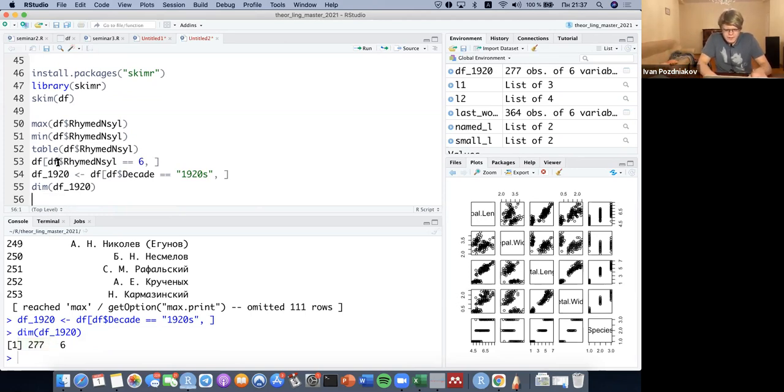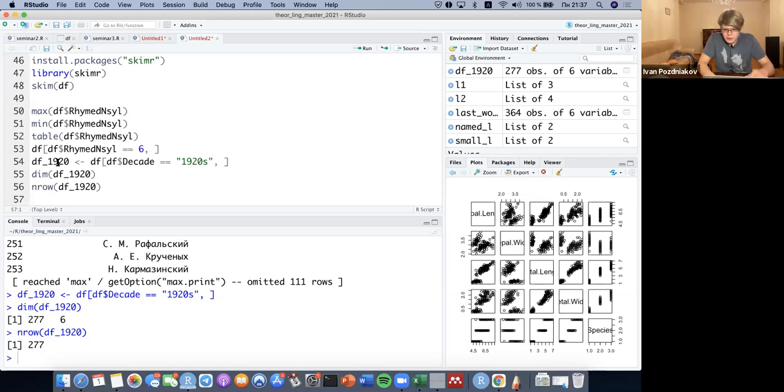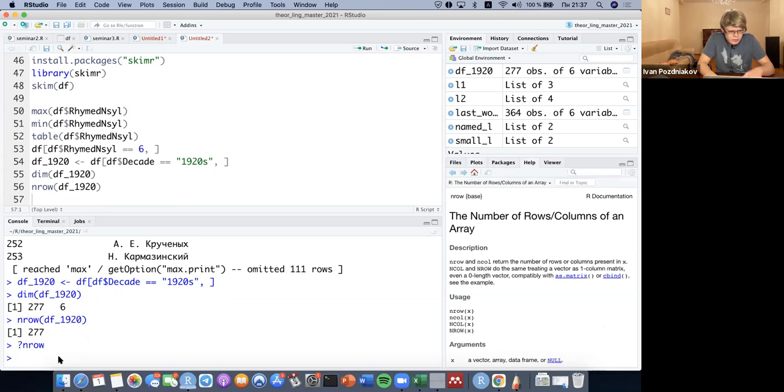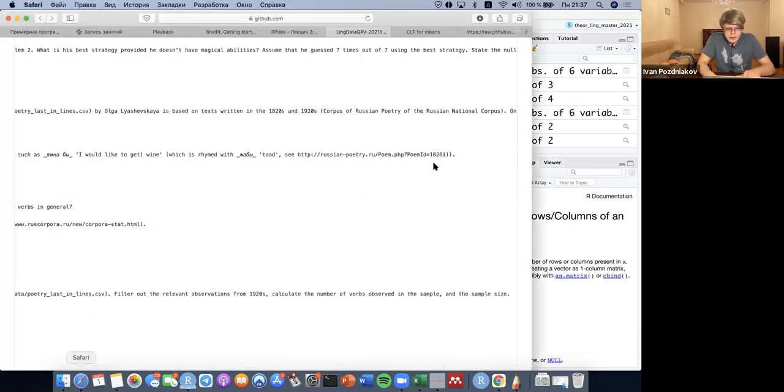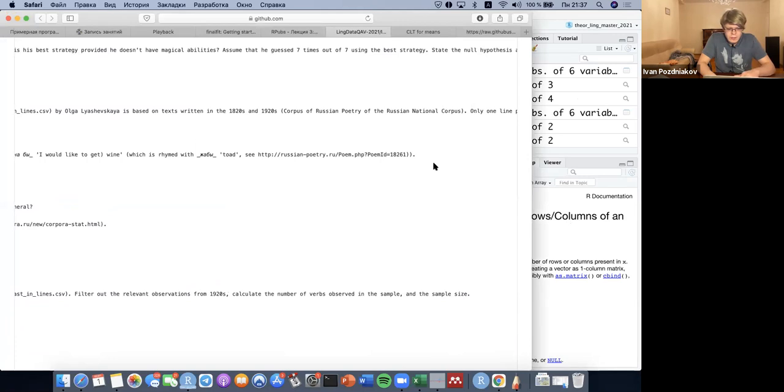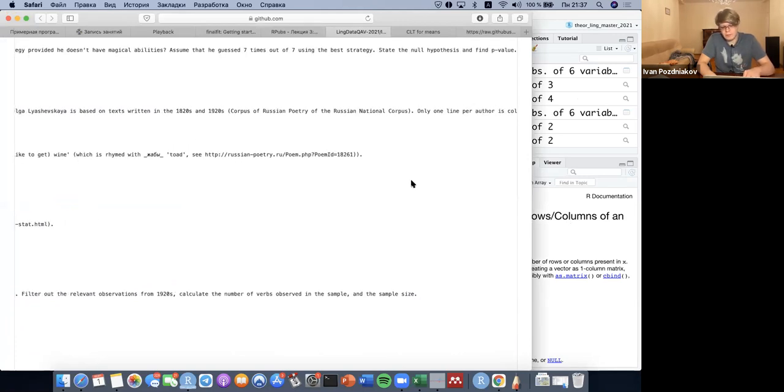And as far as I remember, there is an nrow function. Yeah. I'm not sure if nrow is a base function. Yeah, it's a base function. So you don't need a specific package for it. Right. And you need to calculate the number of verbs observed in the sample.